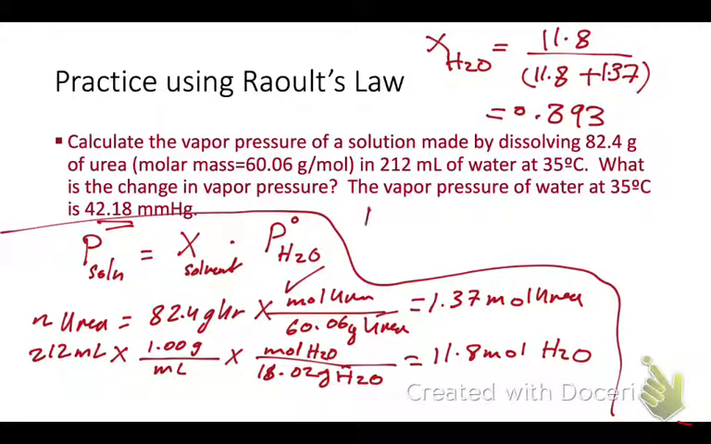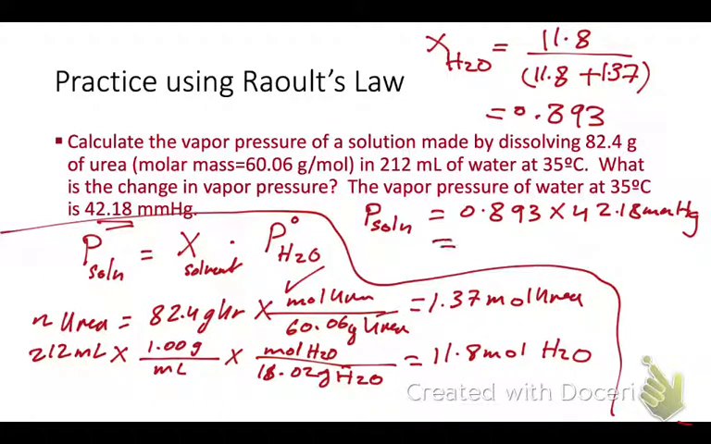Now you are ready to do your calculation. So the new pressure of the solution will equal 0.893 times 42.18 millimeter mercury, and that will equal 37.6 millimeter mercury. So of course the solution has lower vapor pressure than a pure water.